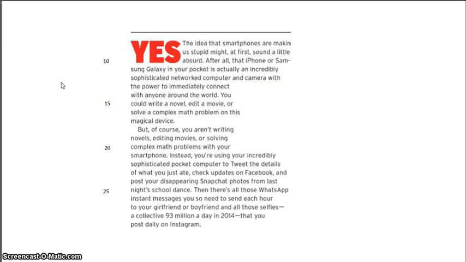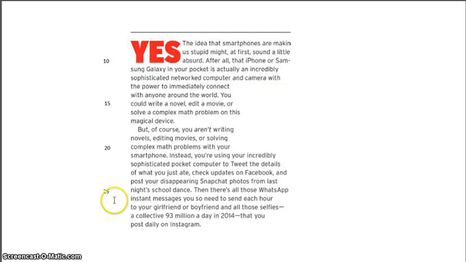Instead, you're using your incredibly sophisticated pocket computer to tweet the details of what you just ate, check updates on Facebook, and post your disappearing Snapchat photos from last night's school dance. Then there's all those WhatsApp instant messages you so need to send each hour to your girlfriend or boyfriend, and all those selfies, a collective 93 million a day in 2014, that you post daily on Instagram.